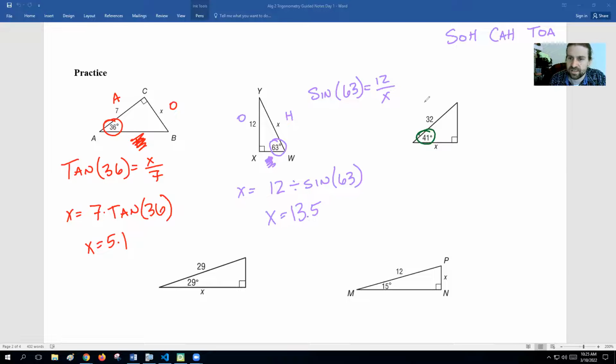All right, so let's label the sides. 32 is the hypotenuse. Over here's the opposite. That's the adjacent. We're not caring about the opposite at all. We just have the H trying to find the A. That would be cosine. So the cosine of the angle 41 equals A over H. So A is x, H is 32. In this problem, x is up high. If x is up high, we multiply.